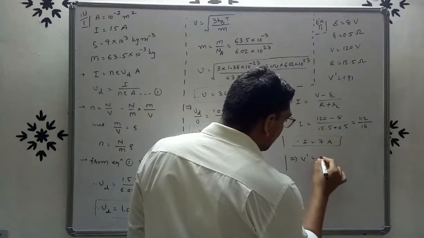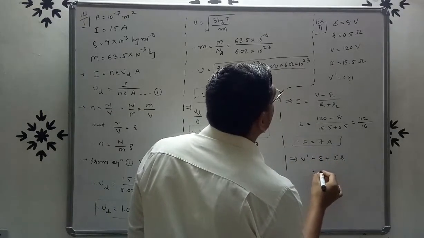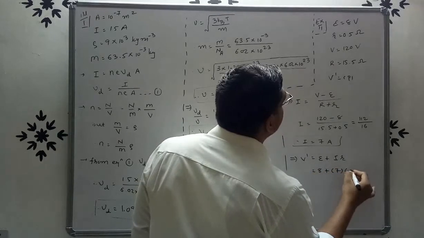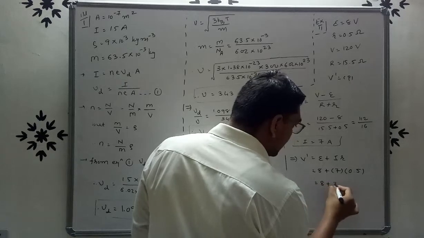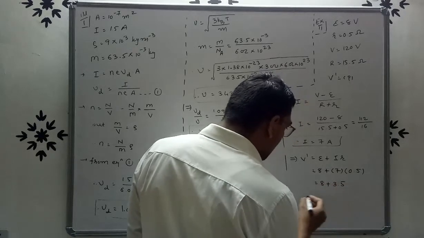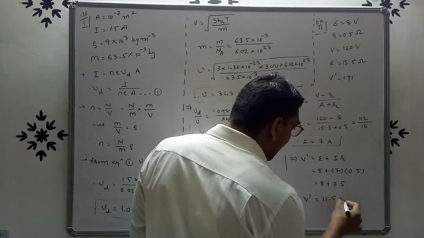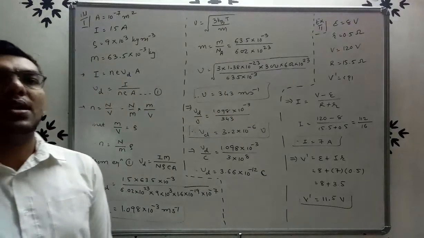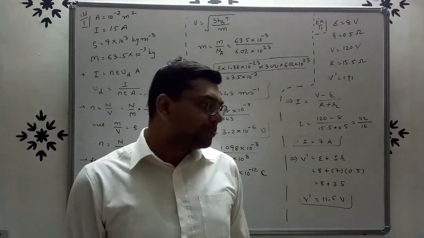So V dash is equal to E plus Ir. So EMF is 8 plus the value of I, 7, internal resistance that is 0.5. So 8 plus 3.5. So terminal voltage V dash is equal to 11.5 volt, right? So here in this example we have to find out the terminal voltage during charging.